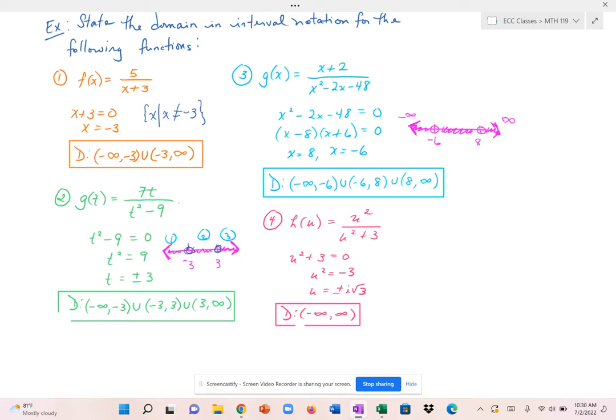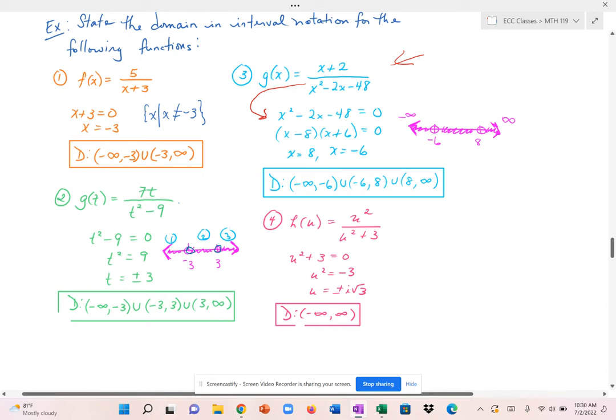g of x is equal to x plus 2 over x squared minus 2x minus 48. Same as the first two examples, take the denominator, set it equal to 0. This one is factorable. And so you need to find two numbers that multiply together to give you -48, but when you add them, you get -2. And so what works is x minus 8 and x plus 6.